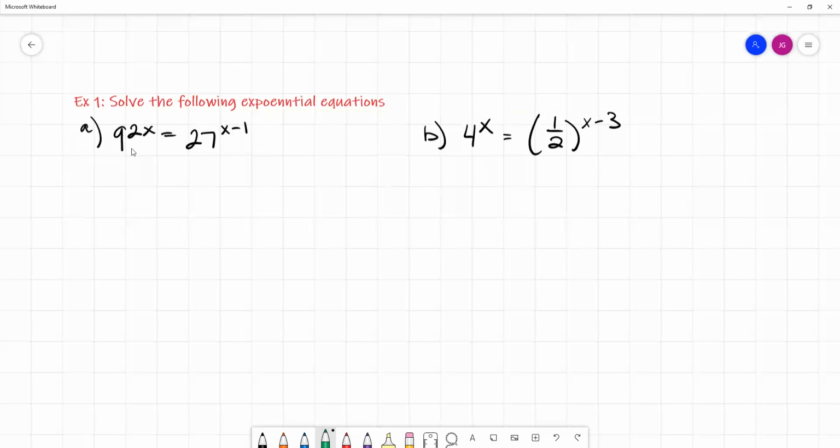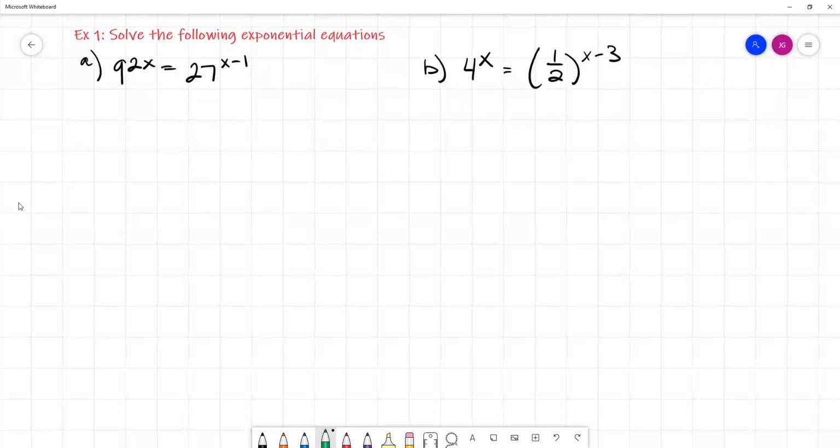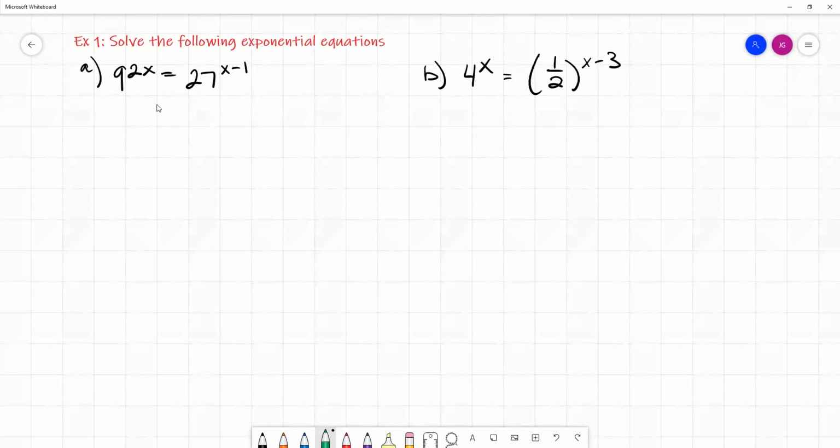So solve the following exponential equations. We're going to try using this relating the bases method. Looking at A, 9 to the power of 2x is equal to 27 to the power of x minus 1. Our goal is to get the bases the same. I want these two bases to be equal to each other. How can I rewrite them so that they're the same base using my knowledge of exponents?